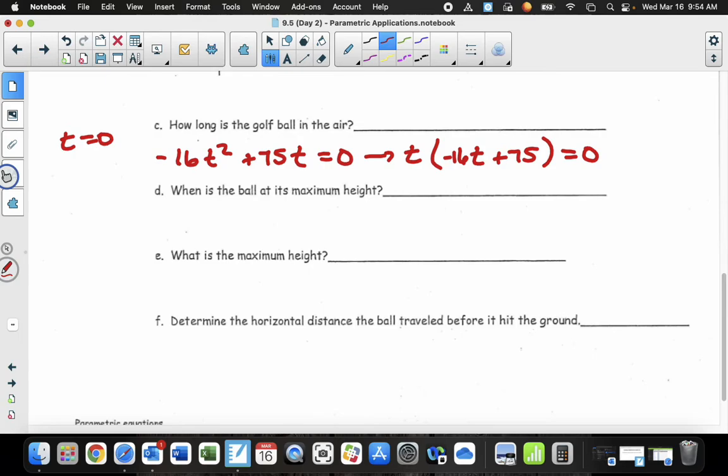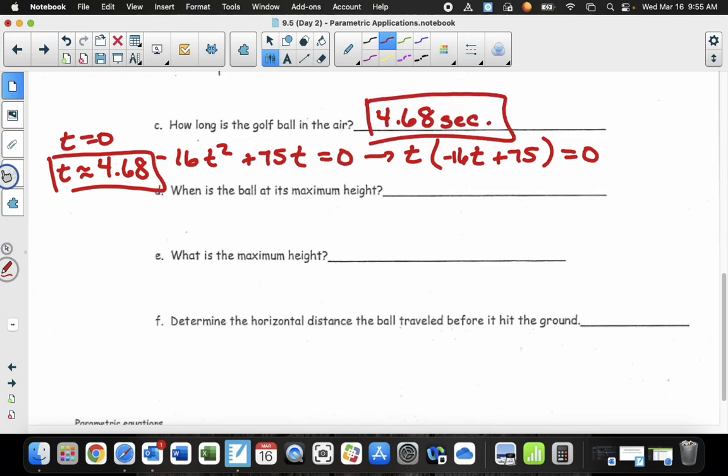The other factor will give us the next time the ball was on the ground. Which in this case, if you do that, what do you get approximately? 4.68? Okay? So approximately 4.68 seconds is how long that ball is in the air. Okay? Based on that. So there's your answer right there. 4.68 seconds. Okay? With me so far? Okay. That's the horizontal distance the ball traveled.